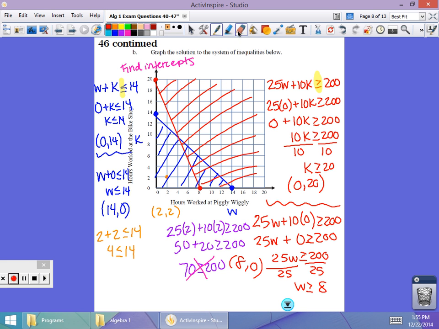Now my solution set here is where we have both the blue and red, and that's in this area right here, in purple. So that's the area that would satisfy both constraints.